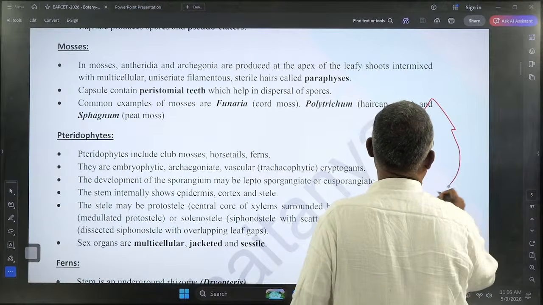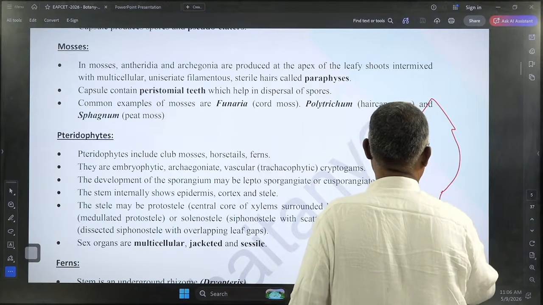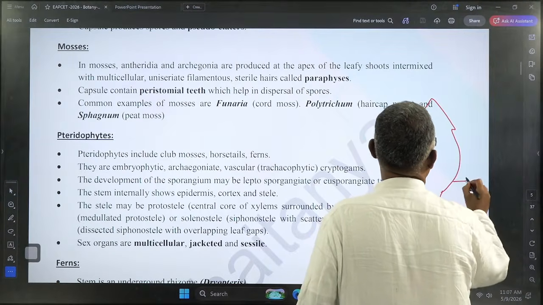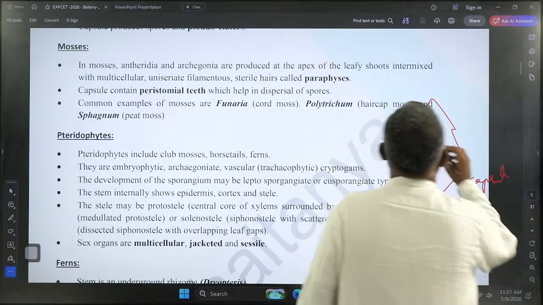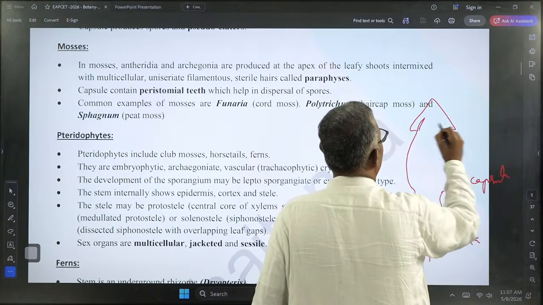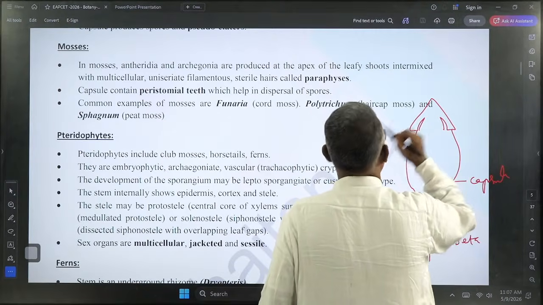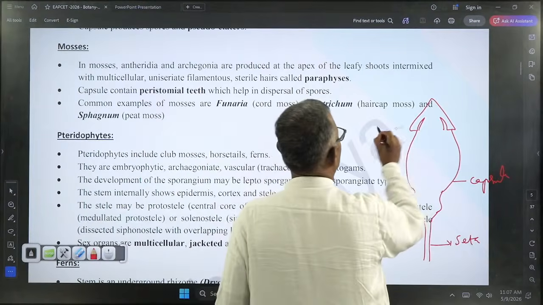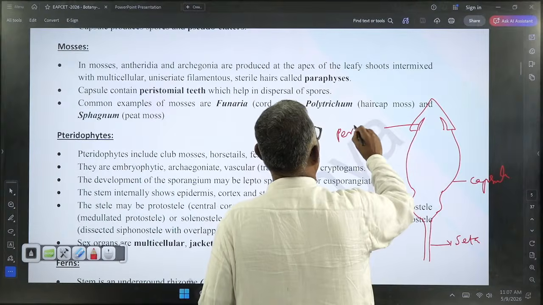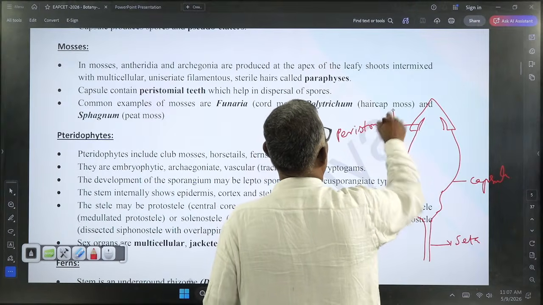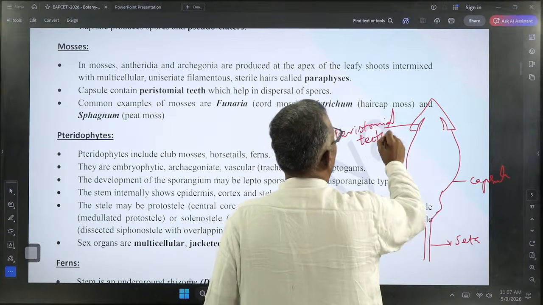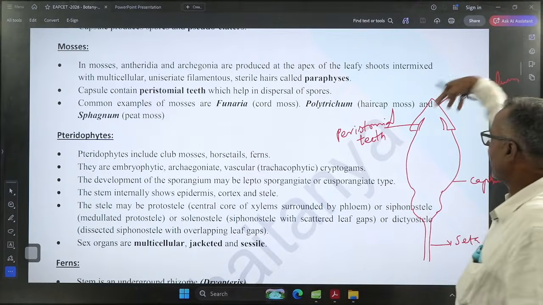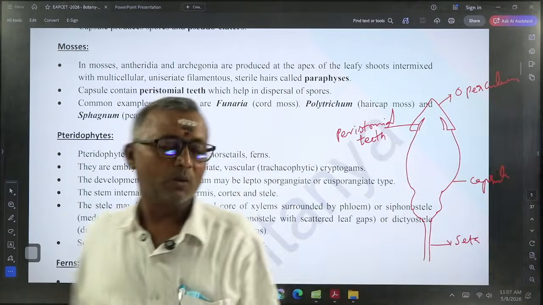Look at here, this is the capsule. Now this is the seta and this is the capsule, and here you can find some teeth-like structures. These are called peristomial teeth. Peristomial teeth. So this is called the operculum. Operculum means a cap-like structure present at the top of the capsule.